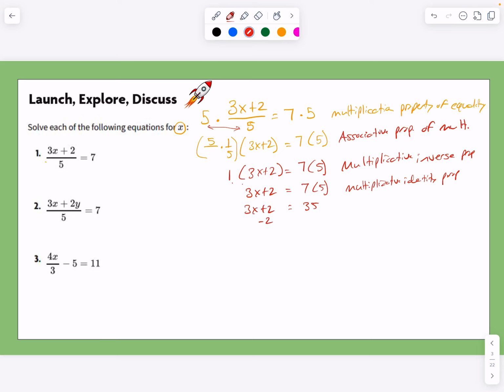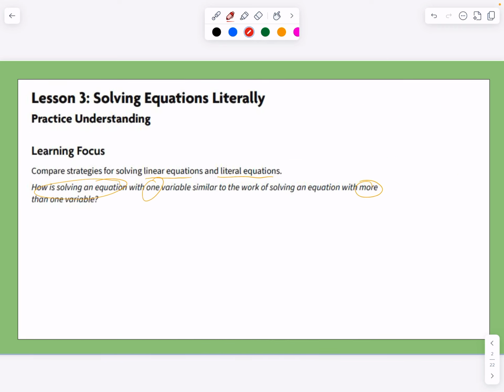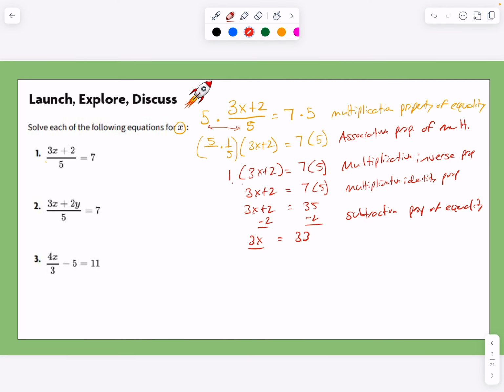So we end up having to subtract 2 from both sides. Well, when I subtract 2 from both sides, what am I doing? I'm now using the subtraction property of equality to end up with 3x equals 33. And then I'm not done yet. I end up dividing both sides by 3, so that x equals 33 divided by 3, which is 11. At this point, I'm using the division property of equality to get down to this point here.